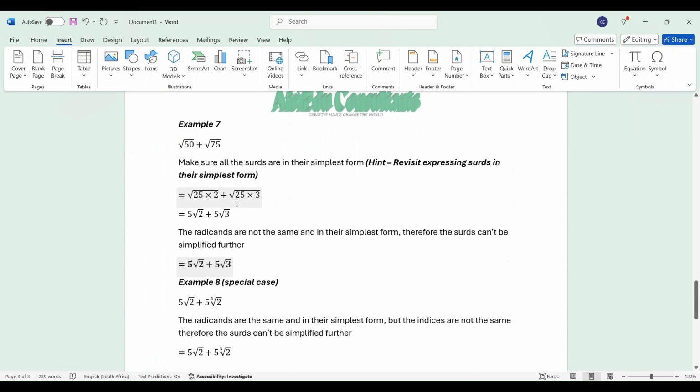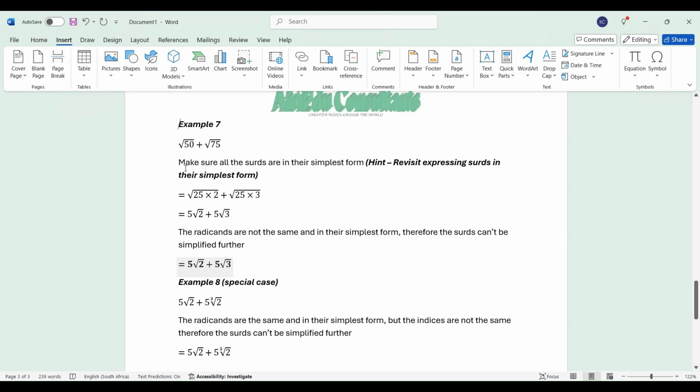If we check our example 7, we are having root 50 plus root 75. So this 50 is having a perfect square, which is a factor. Likewise, 75 is having a perfect square, which is a factor. So the first step, we have to reduce these to their simplest form. 50 is having 25 as a factor. 75 is having 25 as a factor.